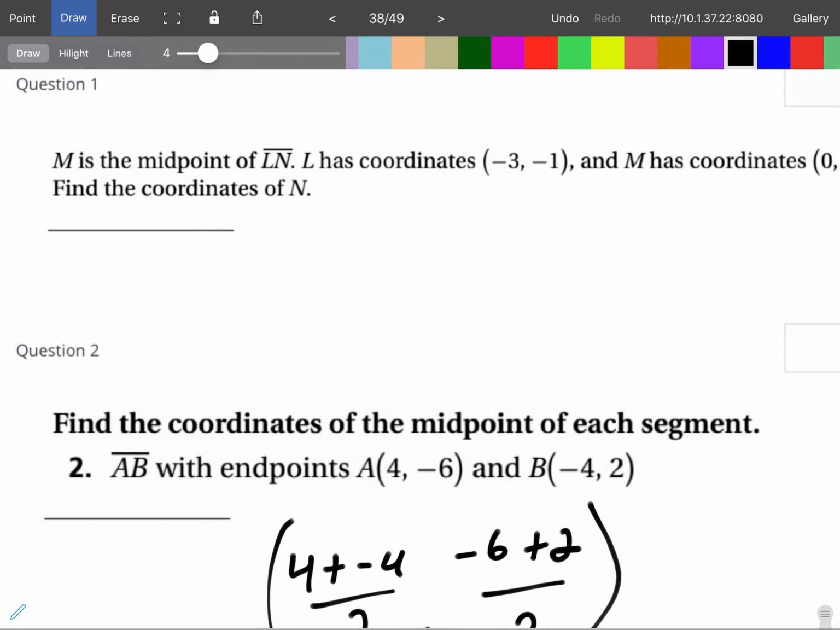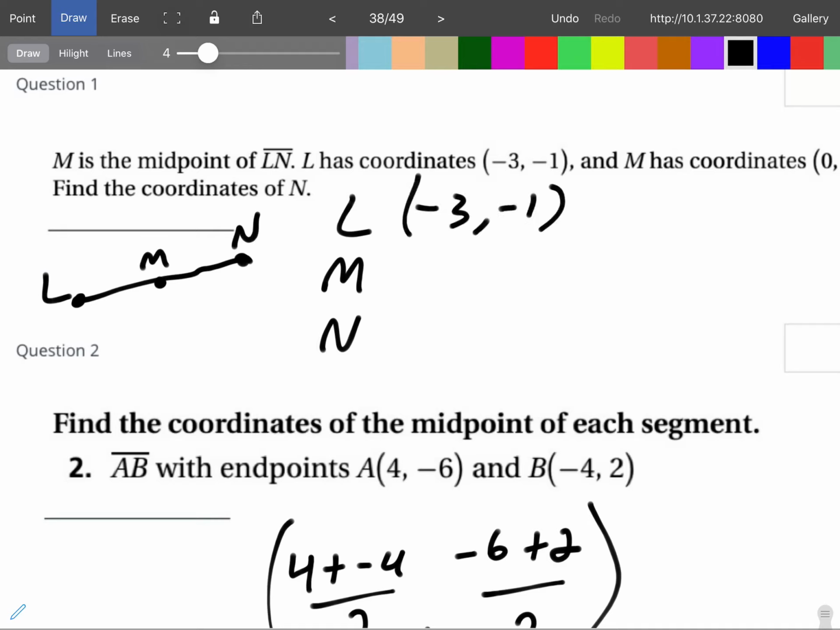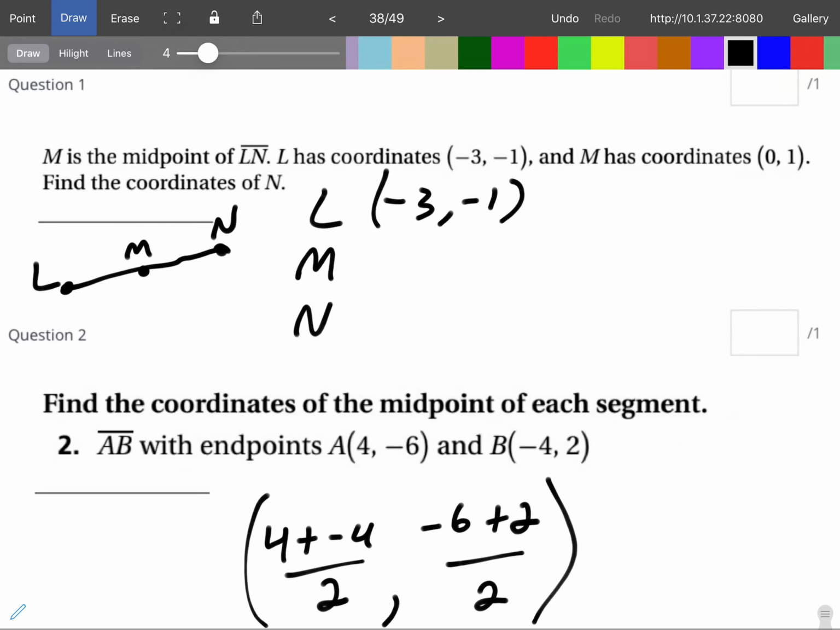The other possibility is when they don't give us the 2 endpoints, they give us one endpoint and one midpoint. So for example, we have L, M, and N. And if we were thinking about it like the coordinates from before, L is over here, M is in the middle, N is on the right. They tell us L is -3, -1. They tell us M is 0, 1.